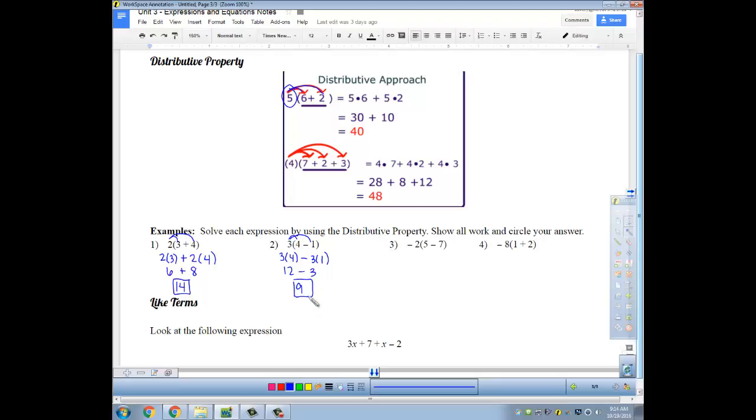The biggest mistake I see with these is either the wrong sign, or some people forget to multiply the number outside the parentheses by that second number. So remember, multiply it by all the numbers inside the parentheses.